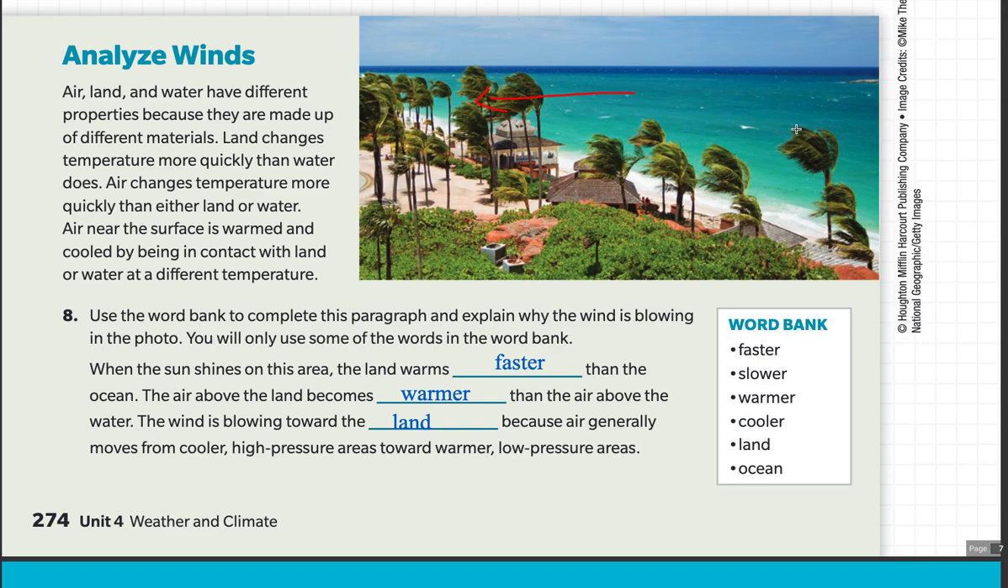So the air over the water is cooler, so it's more dense, right? It's like all these molecules are really tightly packed. And over the land, they are less tightly packed. It's less dense, so the air is going to move in that direction.